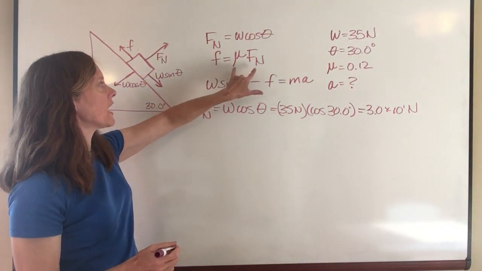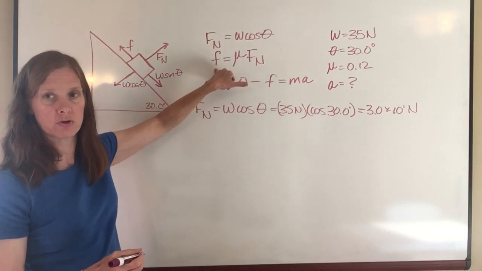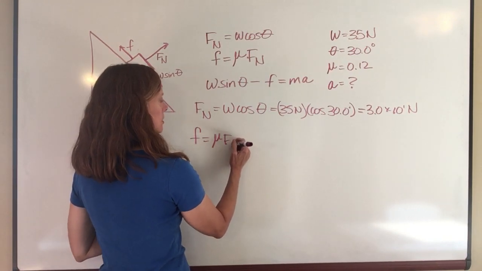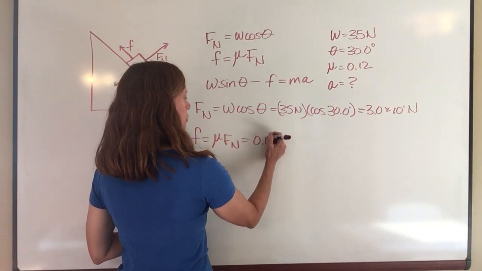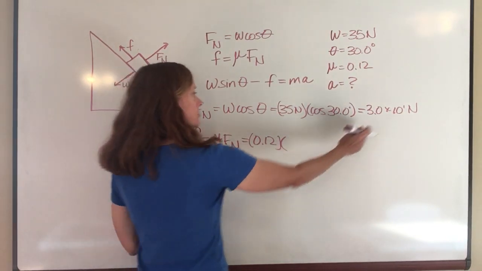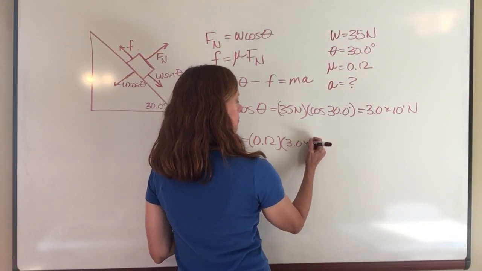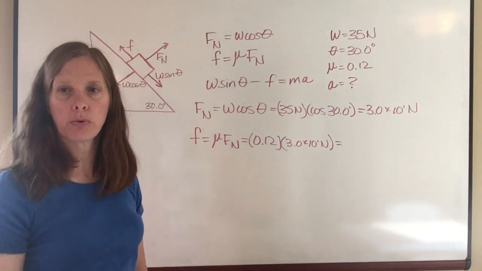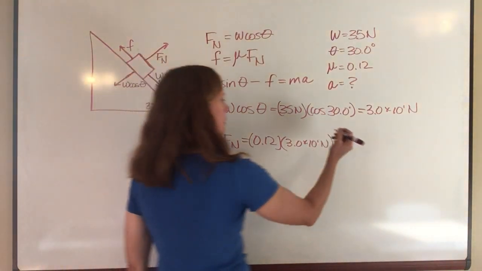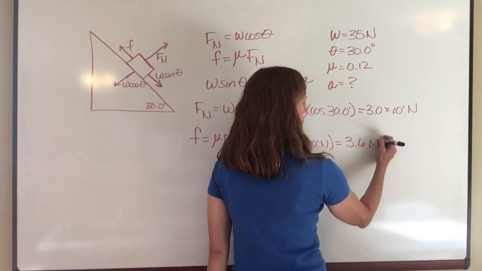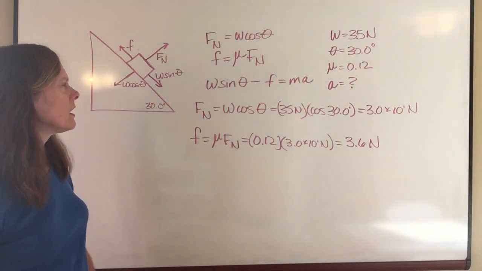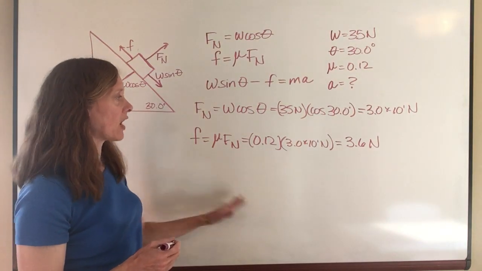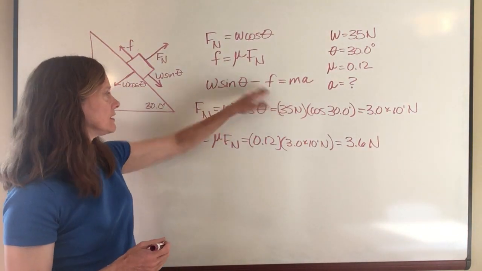Knowing the normal force, now I can go in and figure out what the frictional force is going to be. So the frictional force is the coefficient of friction times the normal force, so that's 0.12 times the normal force I just calculated, 3.0 times 10 to the first newtons. And when you plug that math into your calculator, you come up with 3.6 newtons to two significant figures. Okay, so I know the normal force, I now know the frictional force. Now I should be able to find what the acceleration is now that I know these other things.